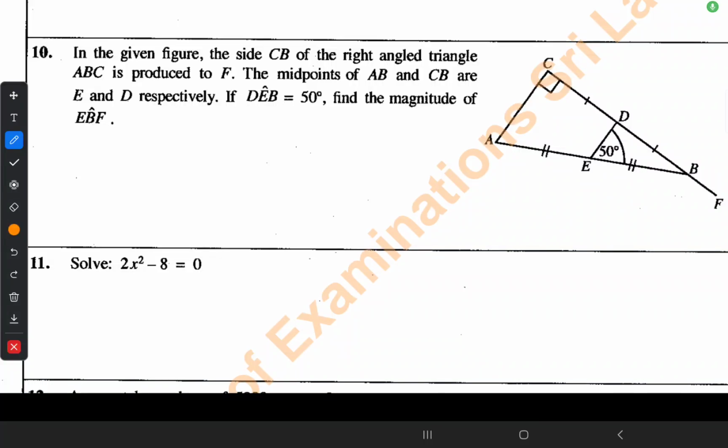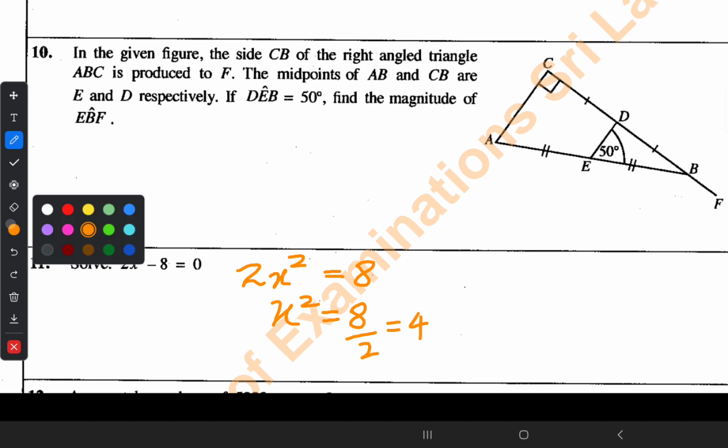One question. Solve 2x² − 8 = 0. So 2x² would be equal to 8; I'll bring this 8 to the other side. Then x² would be equal to 8 divided by 2, which is 4. So here we know x² = 4.